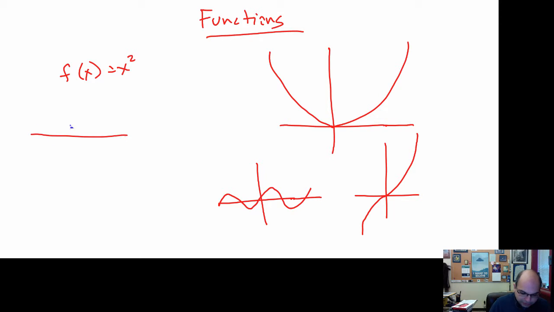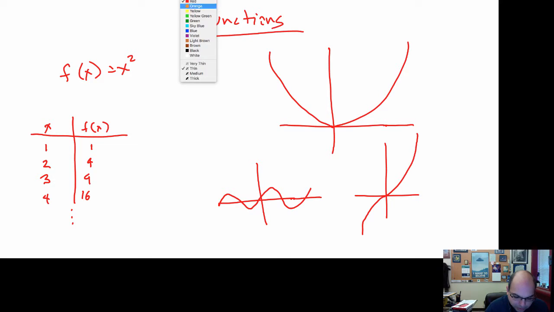Another way to do a function is as a table. So, for example, we could have x and f of x, and I could say 1, and that is 1, 2, 4, 3, 9, 4, 16, and so on, right? And again, we would recognize that as a function. Now, what do all these have in common?